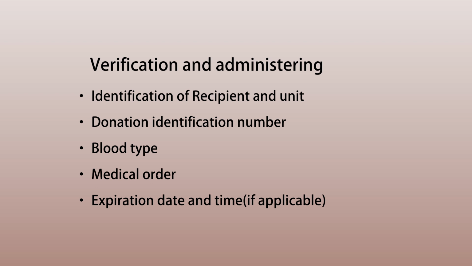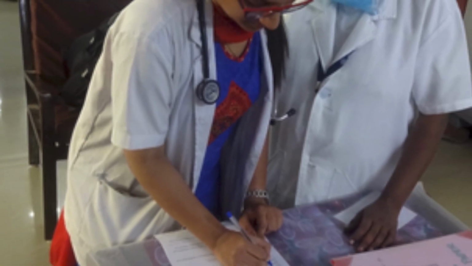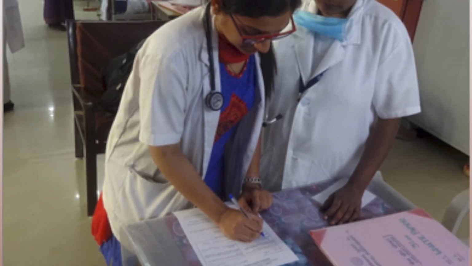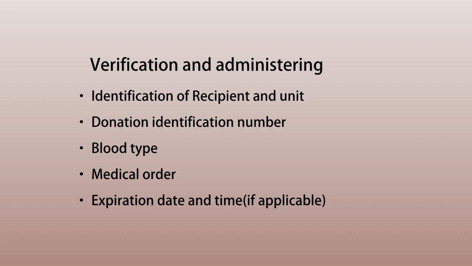So always make sure that an identification of the recipient and the unit is done, ideally by two different people at the same time. You can have a nursing assistant or somebody who checks all the details. You read out the number. If the patient is vocal enough, read out the name, read out the hospital number, ask if it is pertaining to him, and then only start the transfusion.